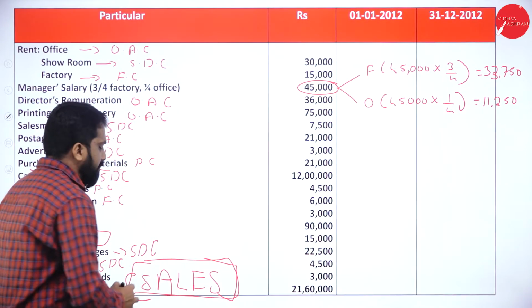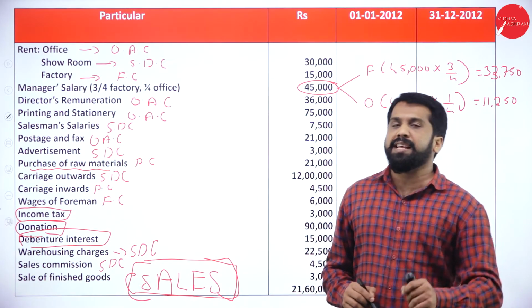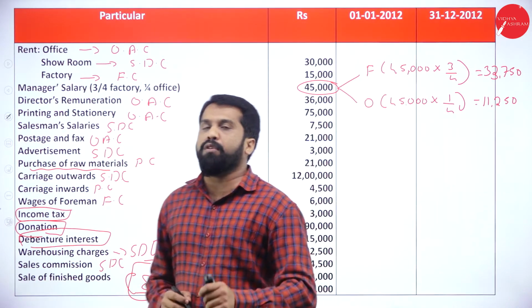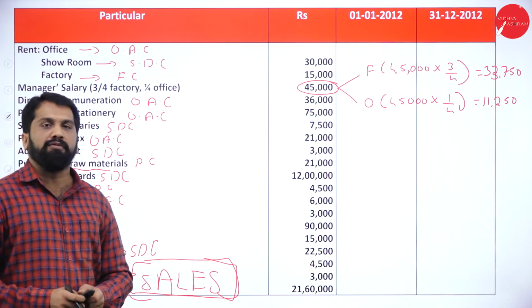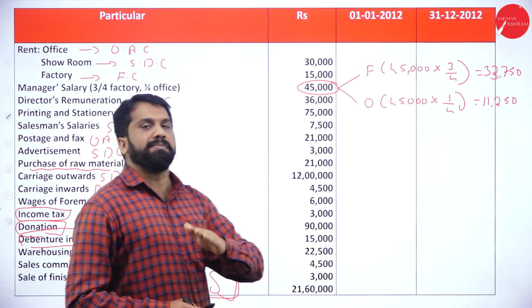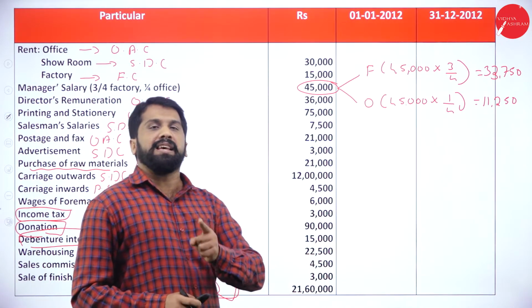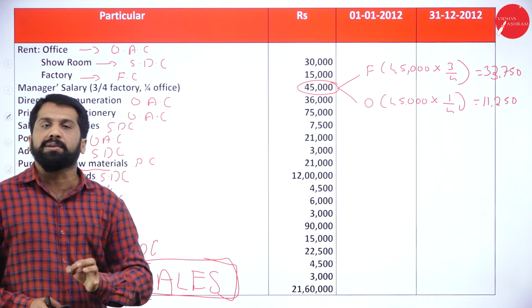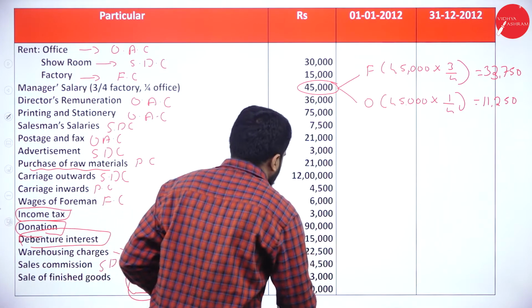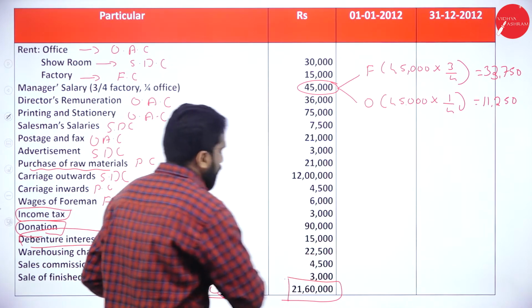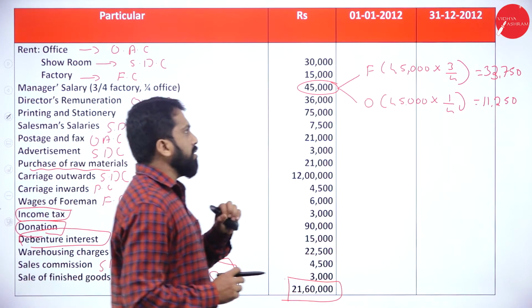Sales they have given means profit they have not given. So, profit we need to find out. How to find out? Sales minus cost is equal to your profit. Very simple. So this will be your sales volume. Clear? Yes, this is all about your question.